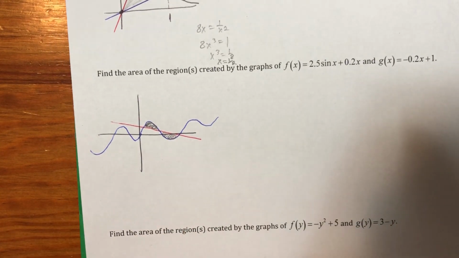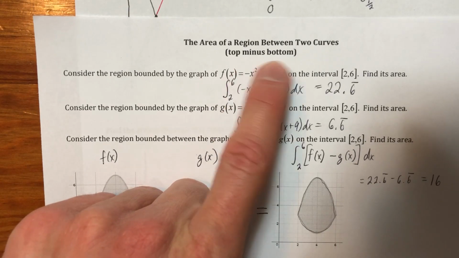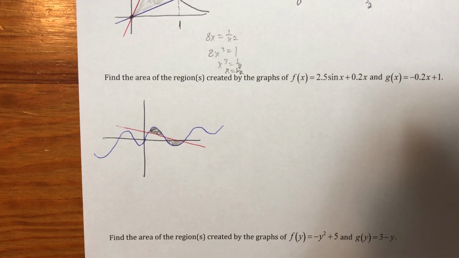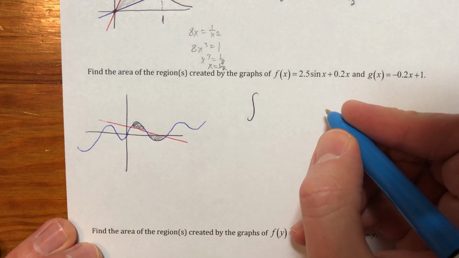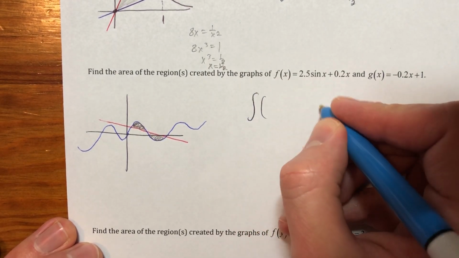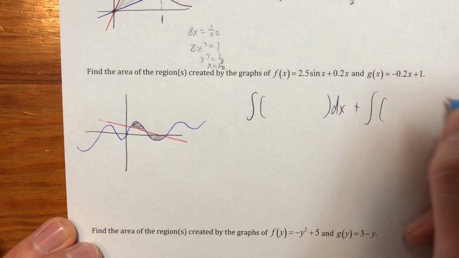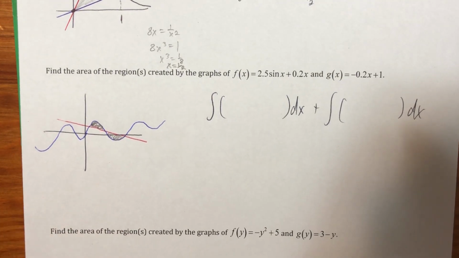So it's these two. So I need to figure out what's top, what's bottom, and what my intervals are. And I don't know. So we're going to find it. So here, thinking ahead, and when I think ahead, I like to write things down. I have two regions. I have the integral from something to something, dx, and I have another one. And leave plenty of space because we'll probably write some stuff in there, okay?